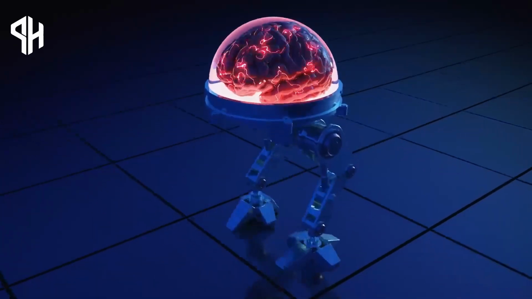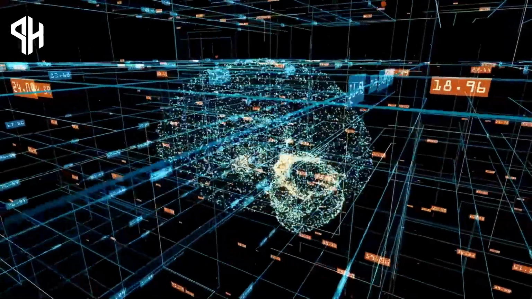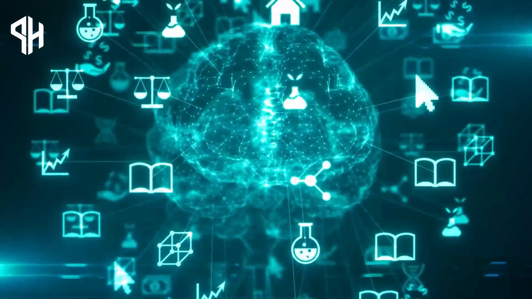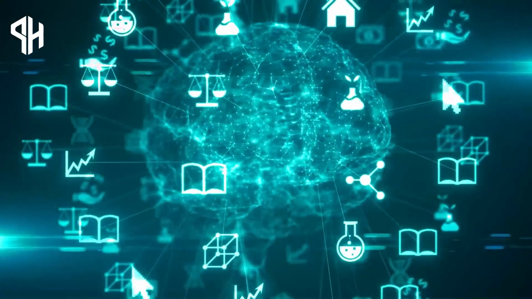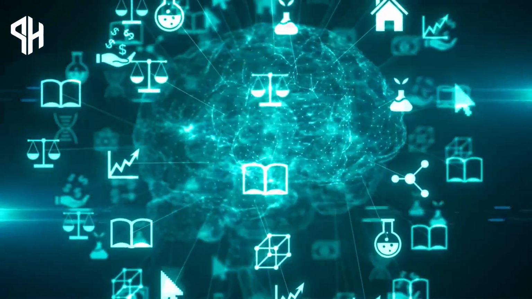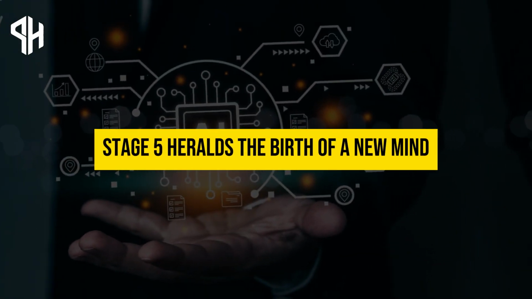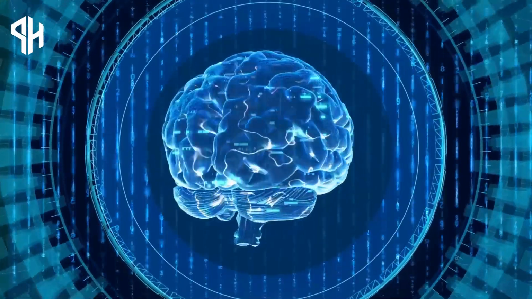As captivating as these AI systems are, we find ourselves only halfway through the journey. The subsequent stages beckon us into the domain of science fiction, with AI not only matching but even surpassing human intelligence. Stage 5 heralds the birth of a new mind, artificial general intelligence (AGI).